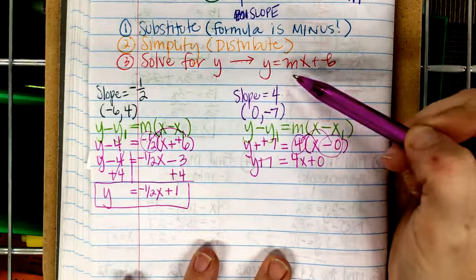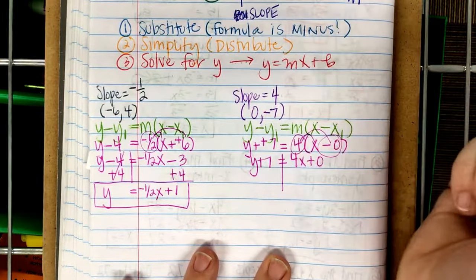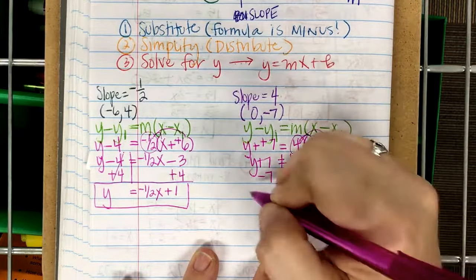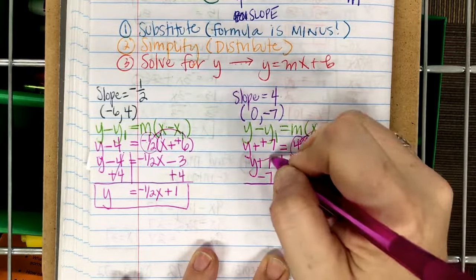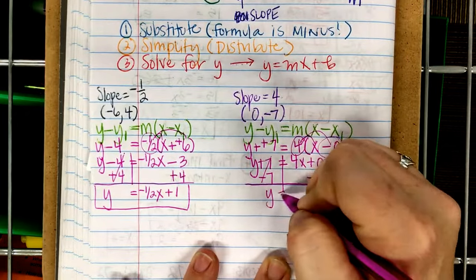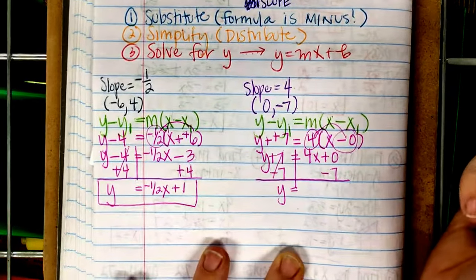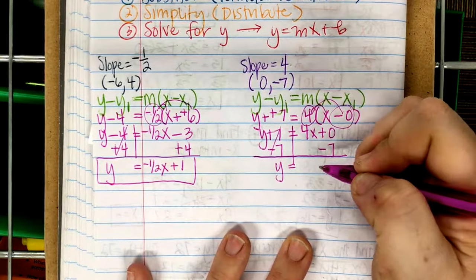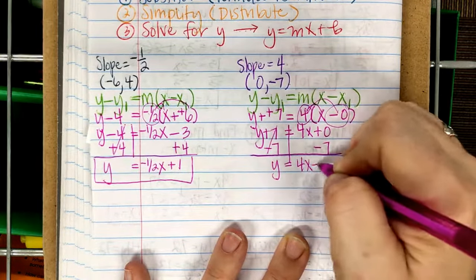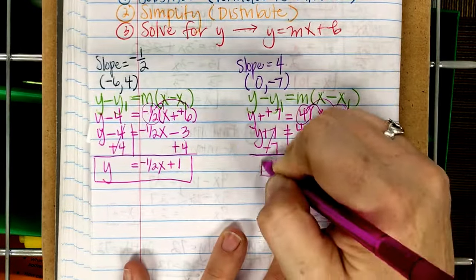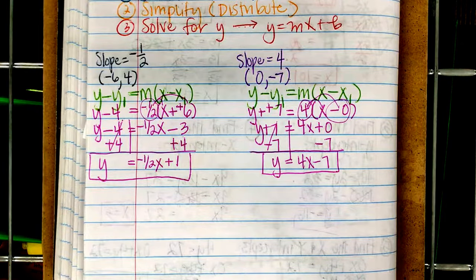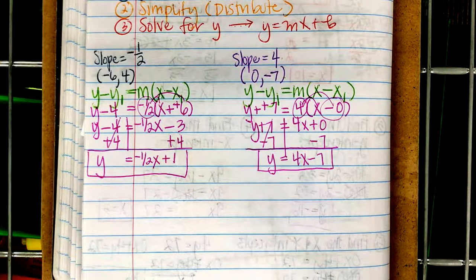Last step, solve for y. What do I do to get y alone? Minus 7. Can you do 4x minus 7? So what should you write? 4x minus 7. Could you graph it now? Yeah. You'd have to make it 4 over 1 now. Make it a fraction to graph it. Good.